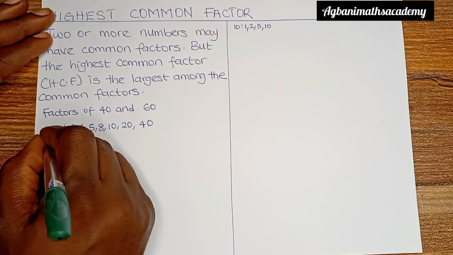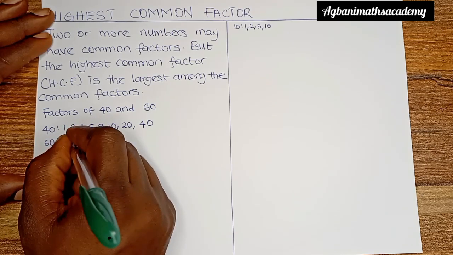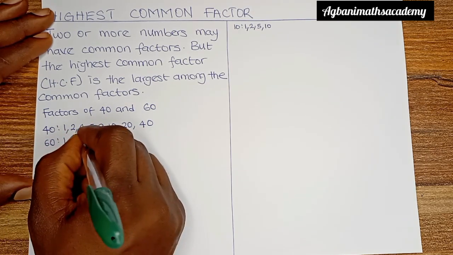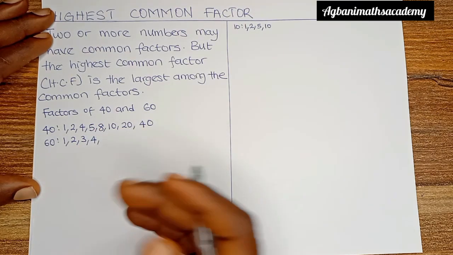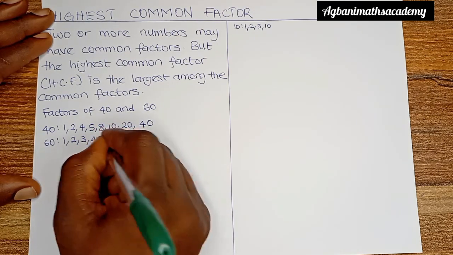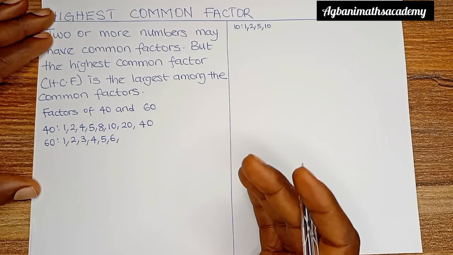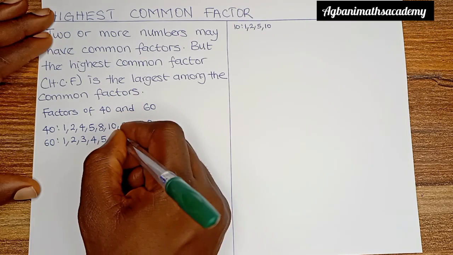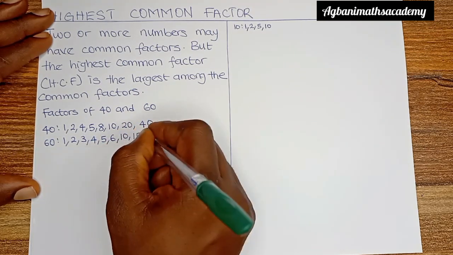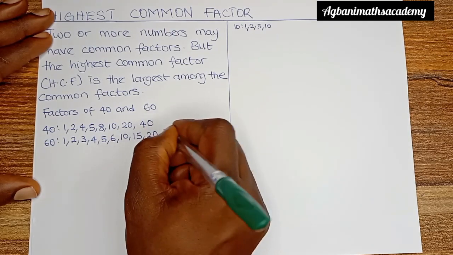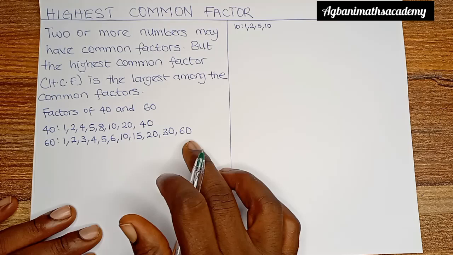Let's consider 60. The factors of 60, the smallest is 1. The next is 2. We also have 3. 4 is a factor because 60 divided by 4 is going to give us 15. The next is 5. Is 6 a factor of 60? Yes, 6 is a factor. What about 7? No. 8 is not a factor. The next factor of 60 is 10. And we have 15, 20, 30, and finally 60. So these are the factors of 60.